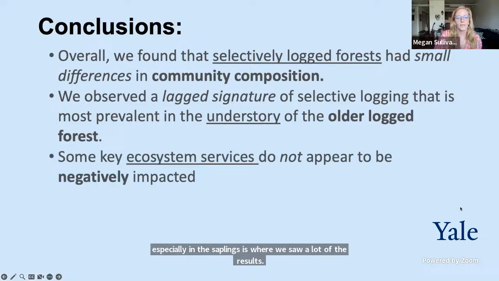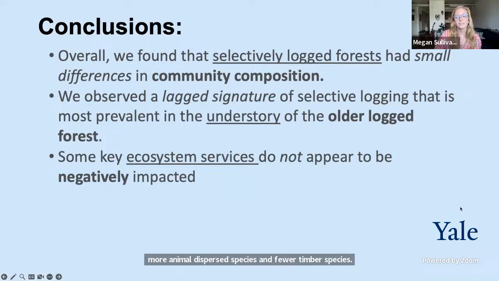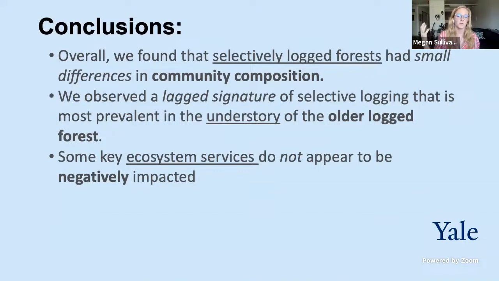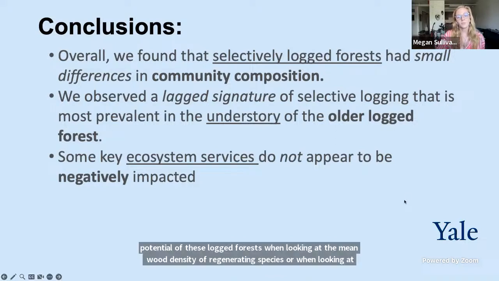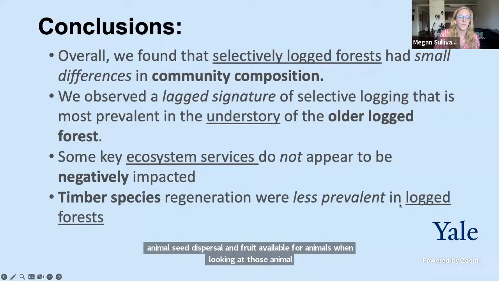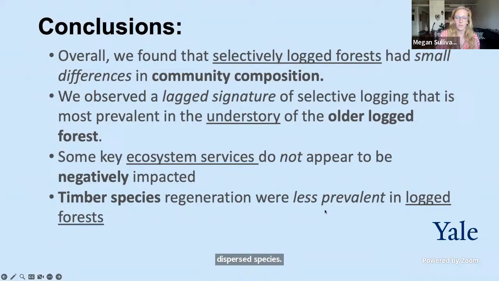And so overall, it appears that this particular type of very low intensity selective logging does not negatively impact some important ecosystem services, such as considering the carbon storage potential of these logged forests when looking at the mean wood density of regenerating species, or when looking at animal seed dispersal and fruit availability for animals when looking at those animal dispersed species. And timber species regeneration was less prevalent in logged forests. So again, this was the major sort of concerning result here.